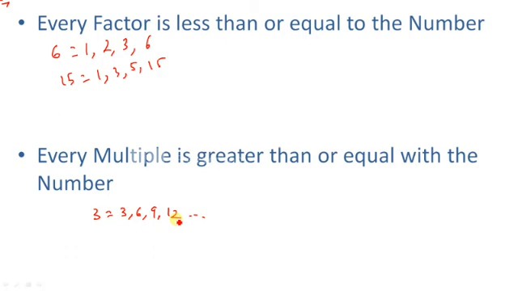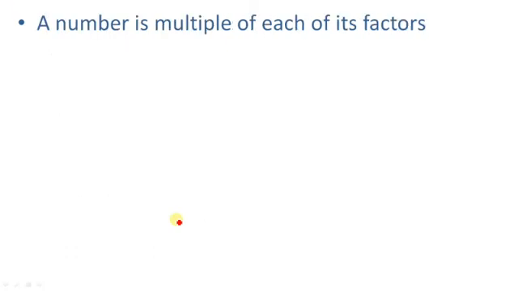Now we have to say another thing. Every number is a multiple of its factor. Every number is a multiple of its factor. Now suppose for an example we take 20. What are the factors of 20? 1, 2, 4, 5, 10 and 20.